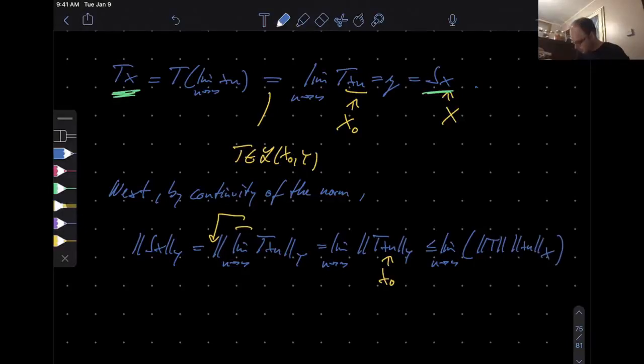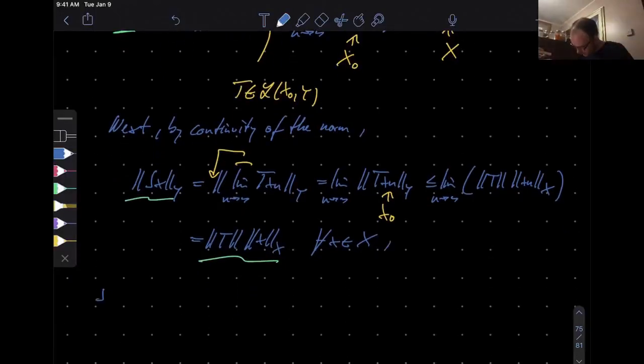And now as n goes to infinity, we remember that x_n goes to x. So this is at most the operator norm of T times the norm of x in X, and this works for all x in X. Okay, comparing the left and the right, this shows two things. It shows that S on one hand is a bounded linear map from X to Y, and its operator norm cannot exceed the operator norm of T.